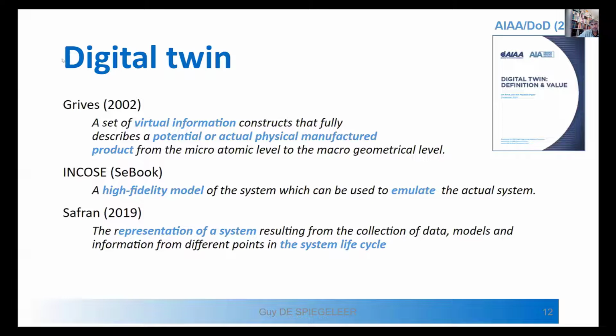So let's come back to digital twin. I will not go into the detail or discussion of what a digital twin is. There are a lot of different definitions. It's not the purpose here. Here, I will just focus on one definition we had at Safran. This is quite a general definition, probably larger than the historical one. This is a representation of a system resulting from the collection of data, models, and information from different points in the system life cycle. So it really introduces the life cycle and the data and the models all together, and you put them together.